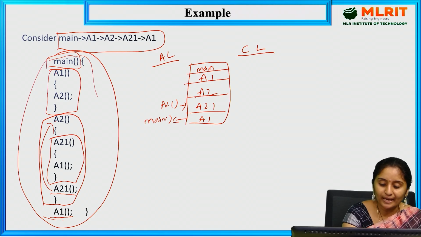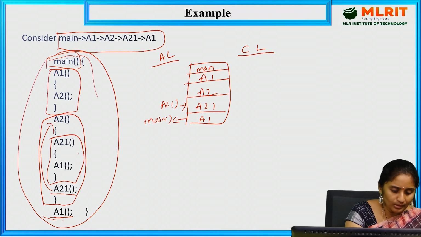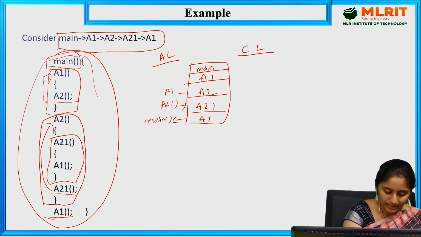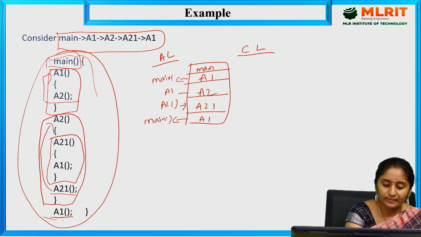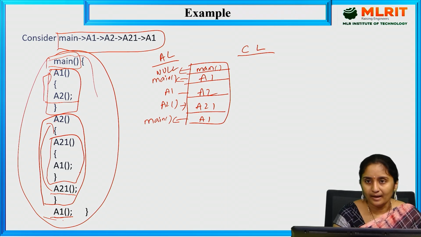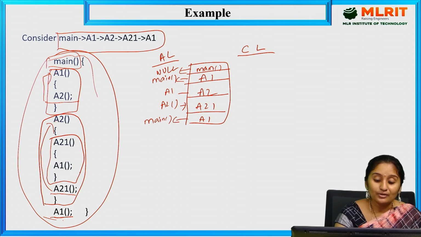The next one is A2. A2 is called here by using A1. So the next one is again A1. A1 is called again by using the main function. Now, main is called with what? With no function are we going to call this main, so we are going to write it as null.